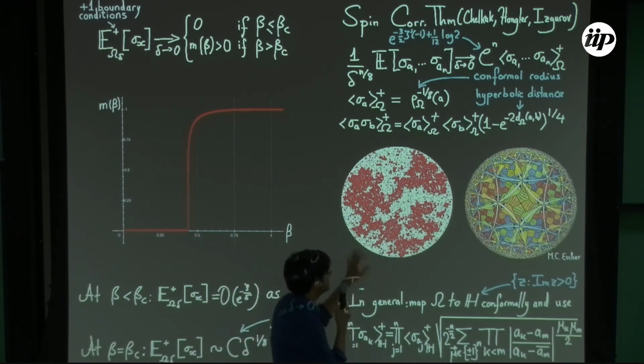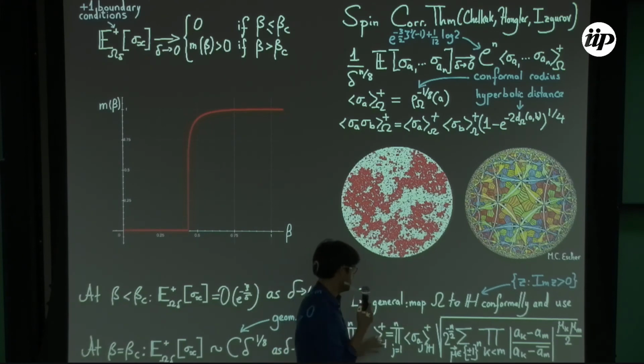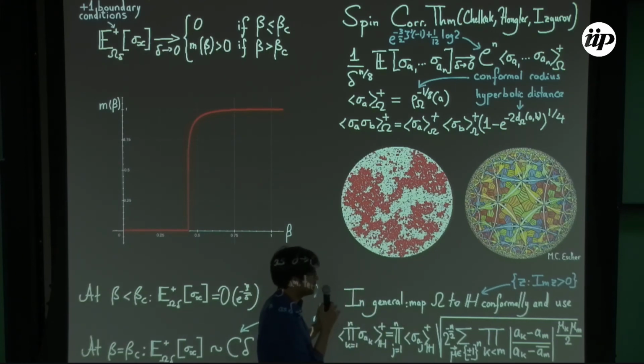So recently we were able to get very explicit values for these correlations in the half plane, and, most importantly, to show that these correlations are conformally covariant. So if you can compute them in the half plane, say, you can compute them in any simply connected domain at least.